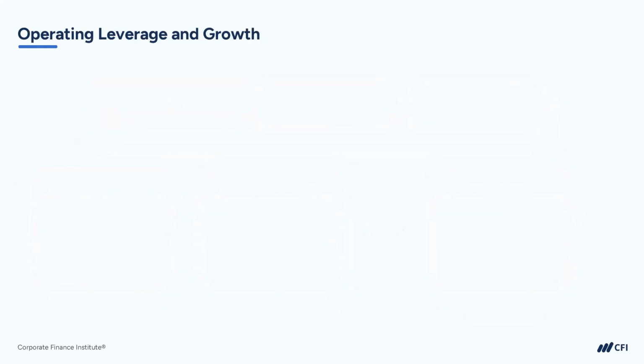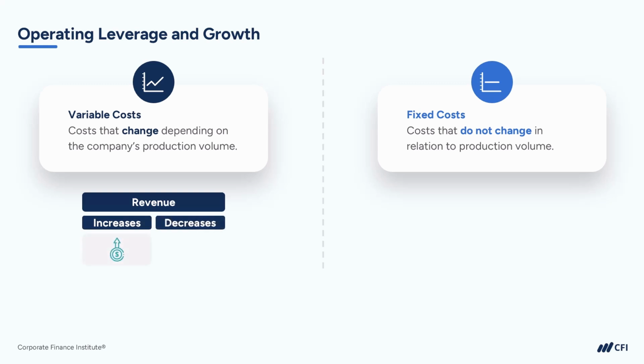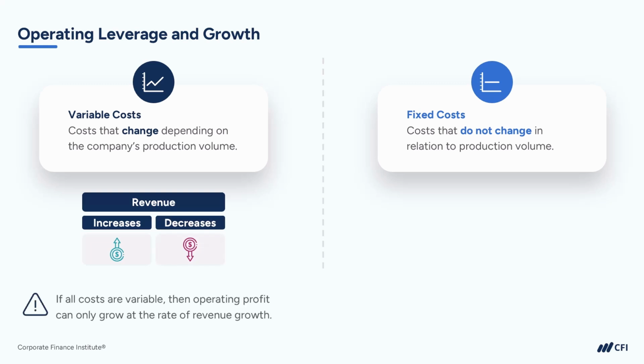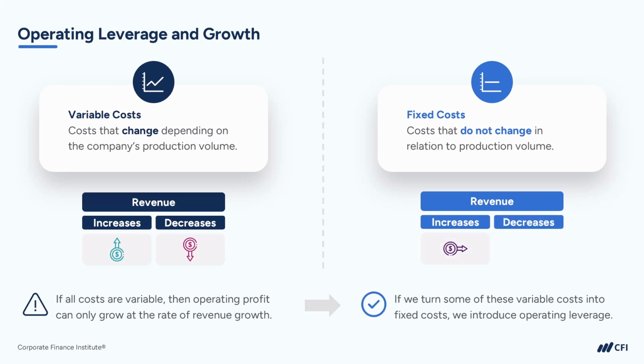As I've already mentioned, operating leverage is a story about fixed versus variable costs. Variable costs, as the name suggests, move in line with revenue. So, as revenue increases, variable costs increase. Conversely, when revenue decreases, variable costs decrease. If all costs are variable, then operating profit can only grow at the rate of revenue growth. However, if we turn some of these variable costs into fixed costs, we introduce operating leverage. Now, as revenue increases, some costs remain constant, which allows us to increase operating profit faster than revenue growth. Let's work through an example in Excel.